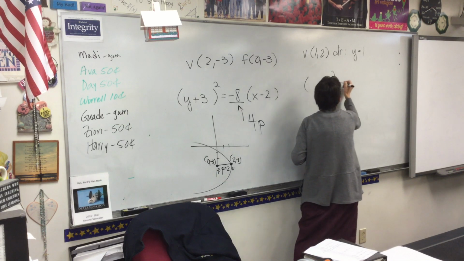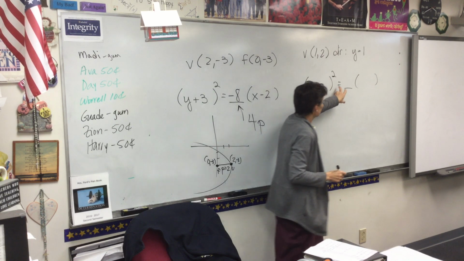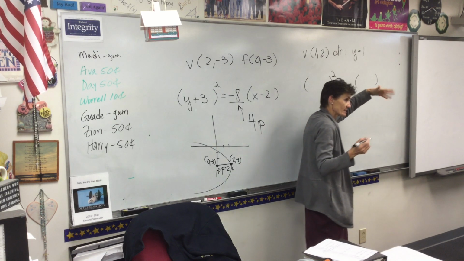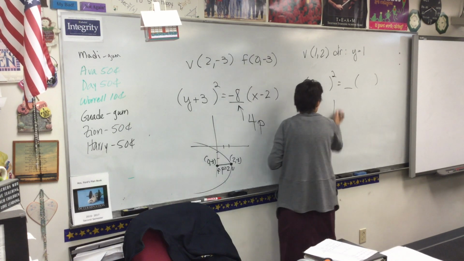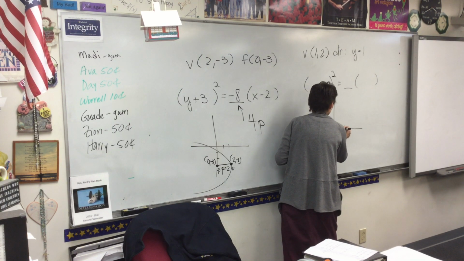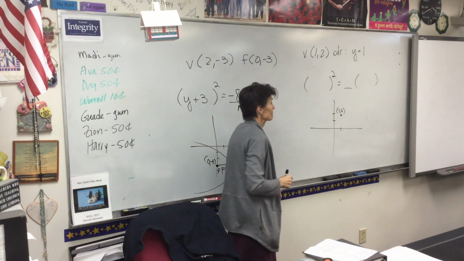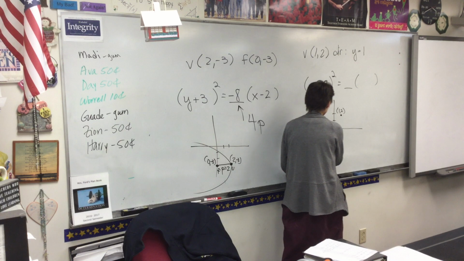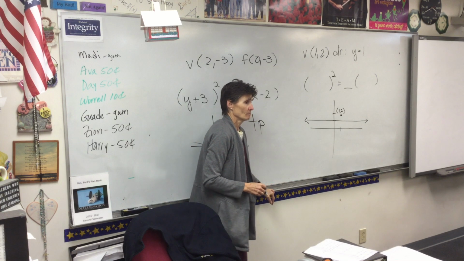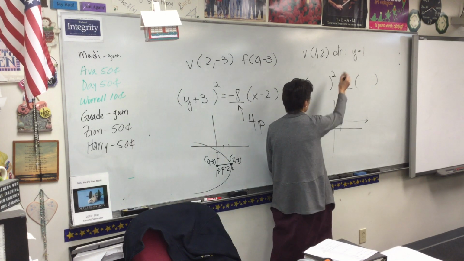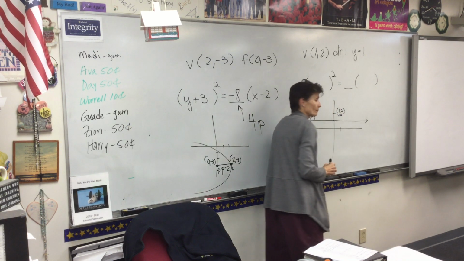So I know my format is this: I got something squared equal to a blank and then a parentheses that's not squared. I'm going to draw a picture of this. My vertex is at (1, 2). That's my vertex. And my directrix is at y equals 1. This is my directrix. That was given to me, y equals 1. This is my vertex.